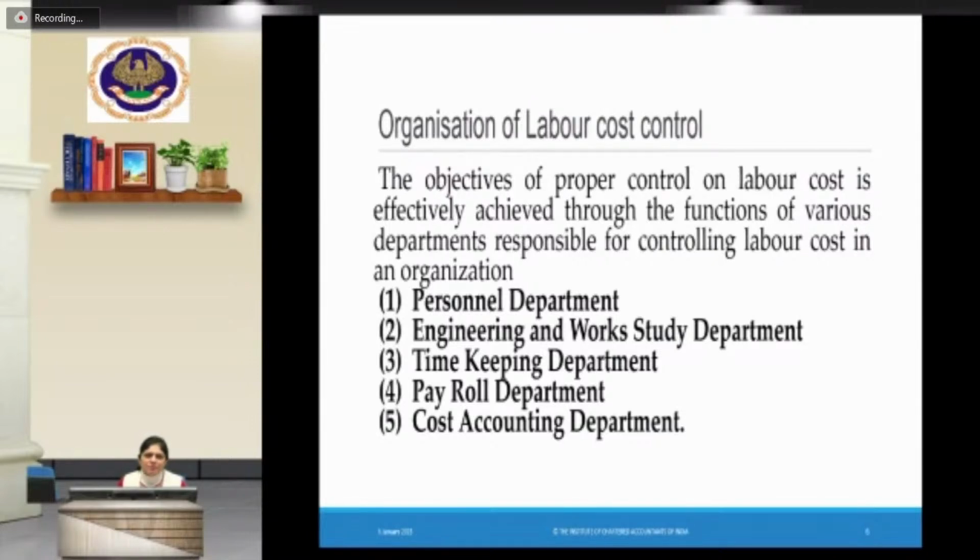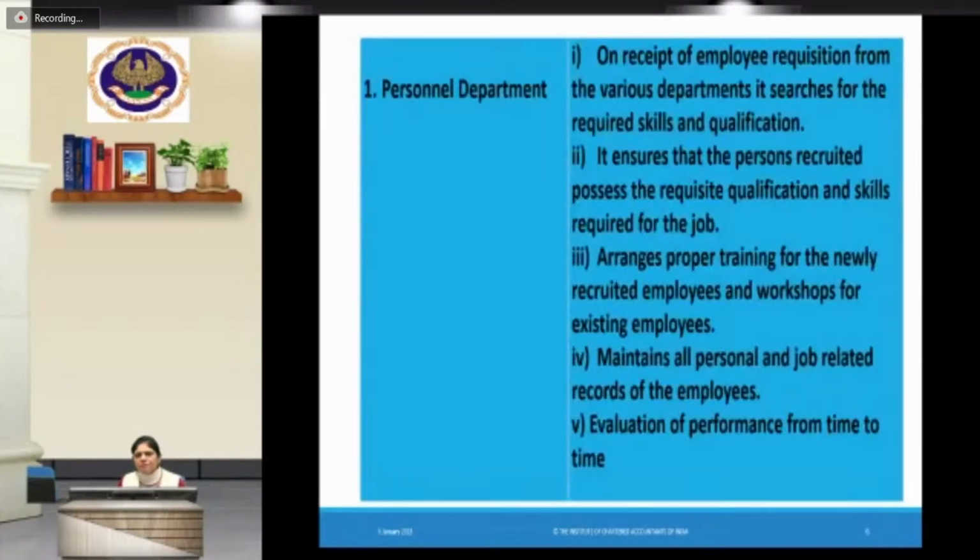Personnel department, which we also call the HR department. Engineering and work study department, which is more of a technical department. Timekeeping department, which, as the name suggests, records the time of the workers and the employees. Payroll department. Cost accounting department. All right. So let's understand what exactly they are.